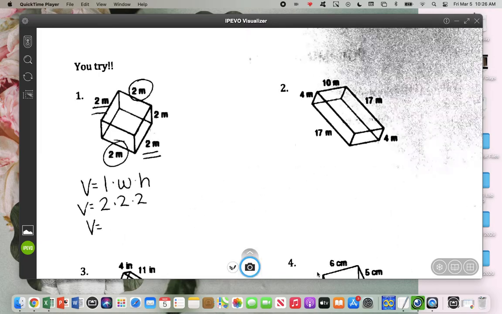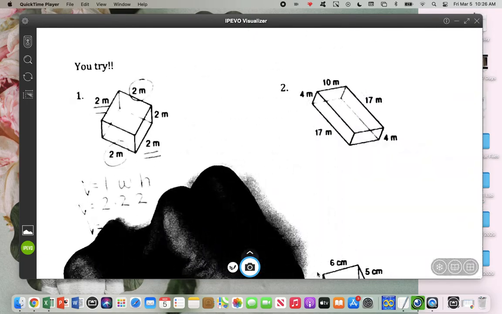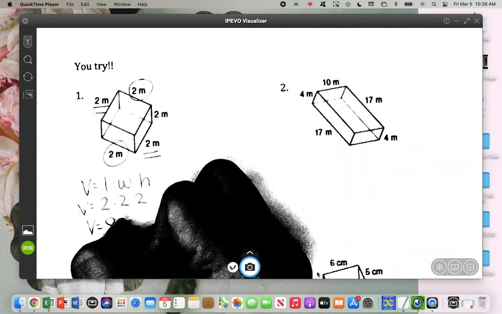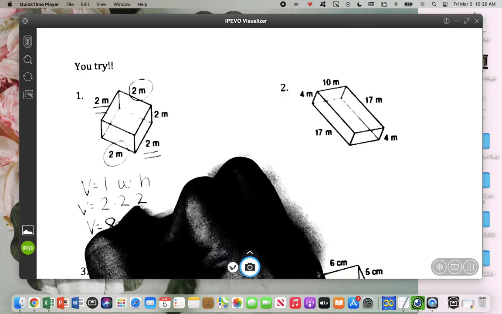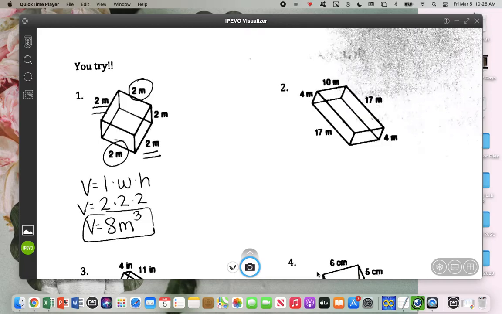So whenever we're multiplying those, we are just doing 2 times 2 times 2, which is what? All right, 2 times 2 is 4. 4 times 2 is 8. And what's my label? Meters cubed. That's correct.